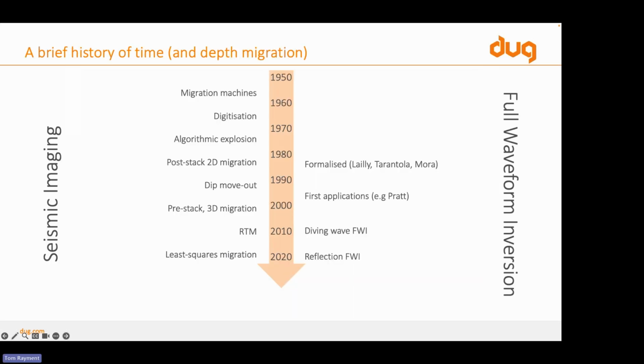Now let's switch our attention to full waveform inversion. The idea was first formalized back in the 80s with the first attempts in the 90s, but again, it was about 30 years or so before diving wave FWI for model building became a reality on production projects. And this is now very common, of course. In recent years, there's been a switch of focus to the use of reflections in FWI. And that gives us an opportunity to try and bring these two strands together and use FWI for imaging, which is now a very hot topic in the industry.